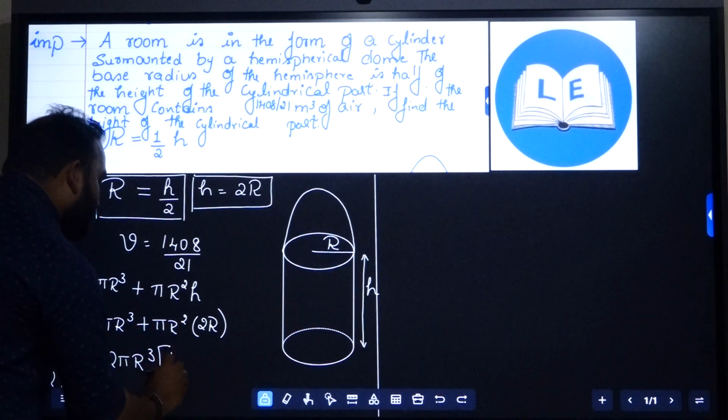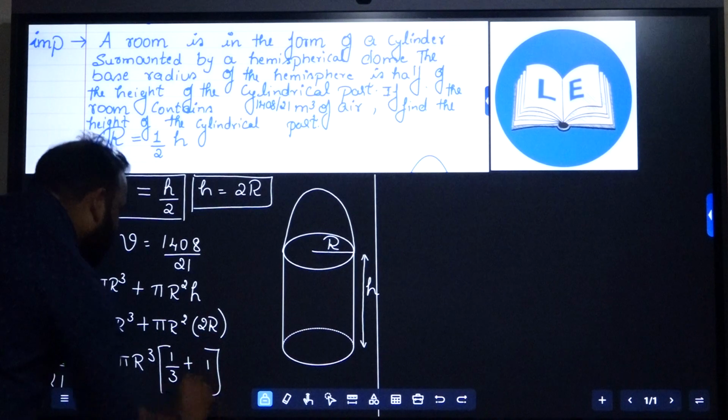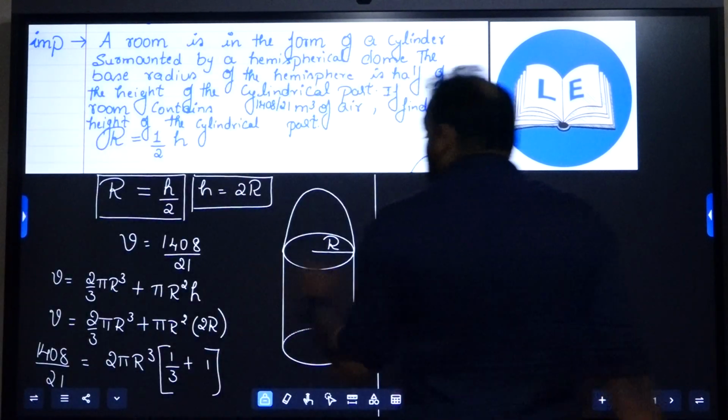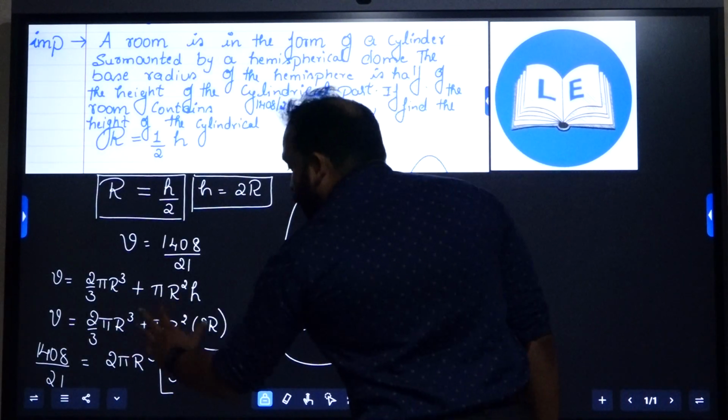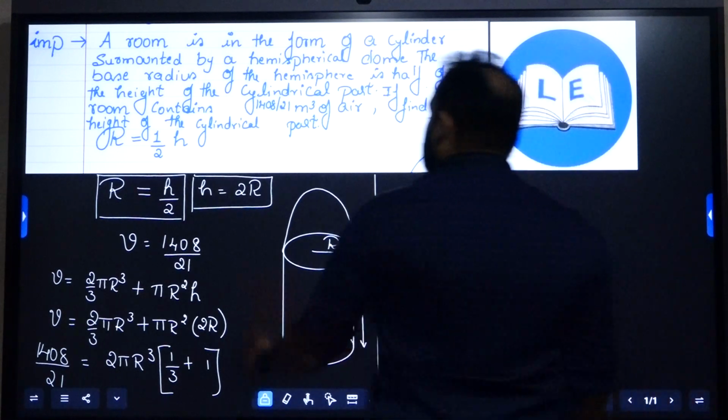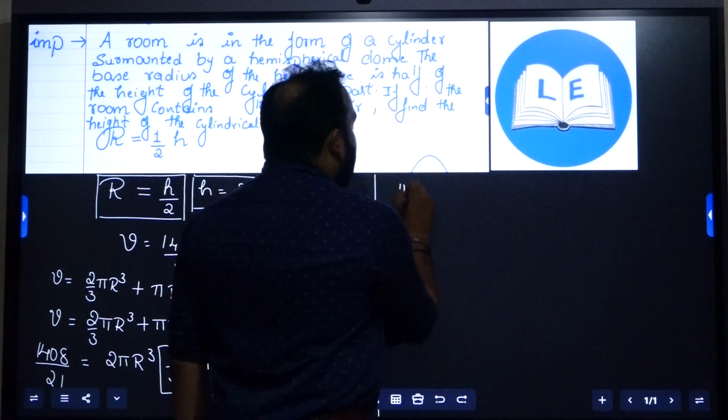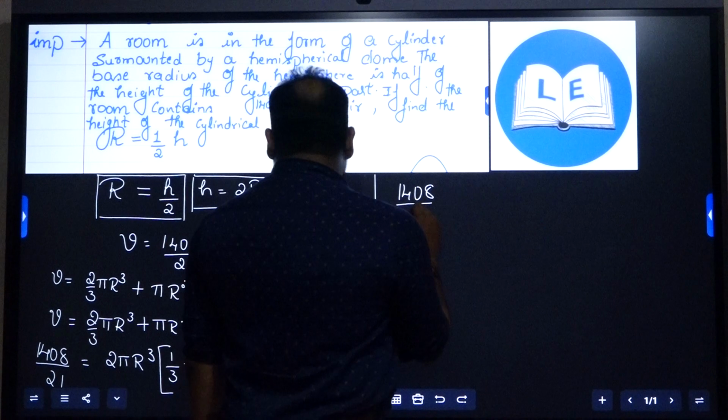So I will write 1 by 3 plus 1. I hope this calculation is clear for everyone. You can notice here, what have we done? We have taken 2 pi r cube common from both. So 1 by 3 plus 1 is 4 by 3. So I get 1408 divided by 21.